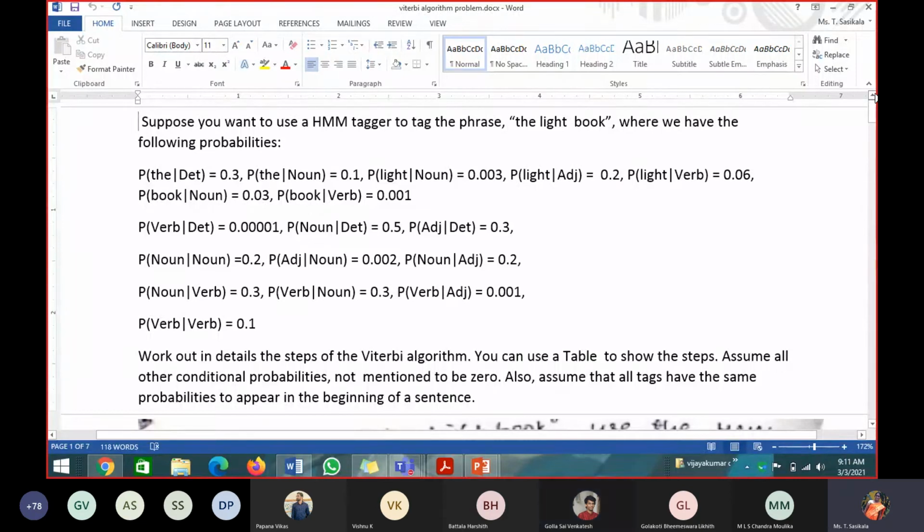So how many words do I have? 3 words. So first word label with S1, second word label with S2, third word. I'll tell you. First you copy the problem.